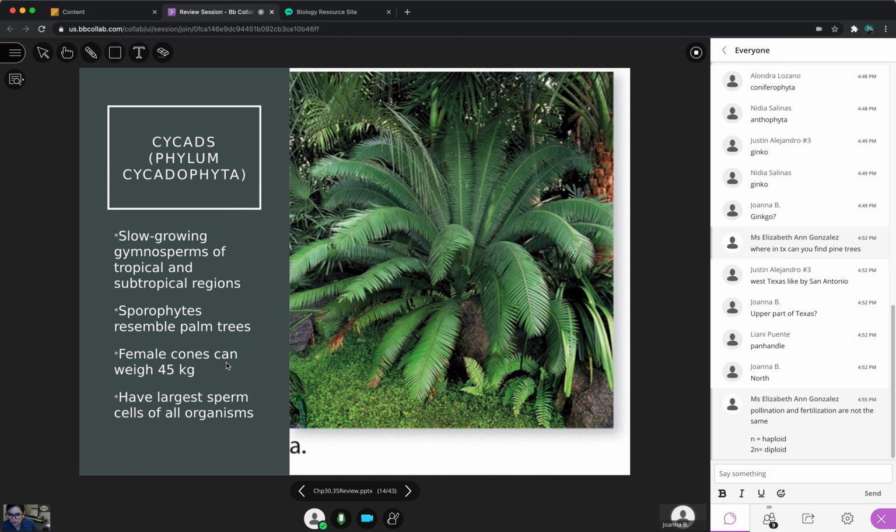So I don't know if you all have seen these. Does anybody have these in their yard or maybe in your grandma's yard? I don't. But I know my neighbors have these.